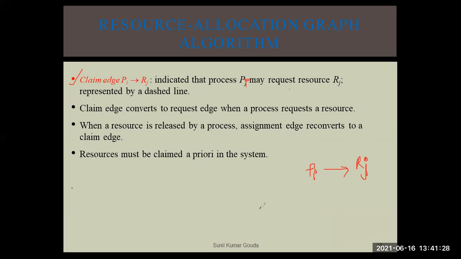So in a graph, suppose this is my process P1, and this is my resource R1. What does the claiming edge say? Claiming is nothing but it will be represented by a dash line like this, a dotted line. And what does it say? Now process P1 is requesting the resource R1.